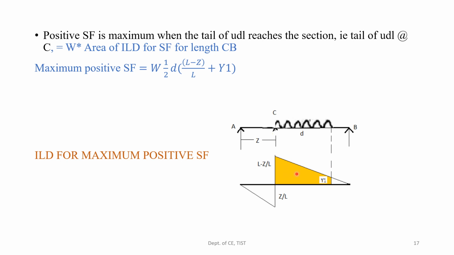By using the property of similar triangles, find this ordinate Y1 here. Here you can see a trapezium. Find the area of this trapezium by using the equation half into H into A plus B, where H is this side and A and B are the parallel sides. So the maximum positive shear force is equal to W, that is the intensity of load, into the area of this trapezium. So W into half into D into L minus Z by L plus Y1 is the maximum positive shear force. This is the influence line diagram for maximum positive shear force.